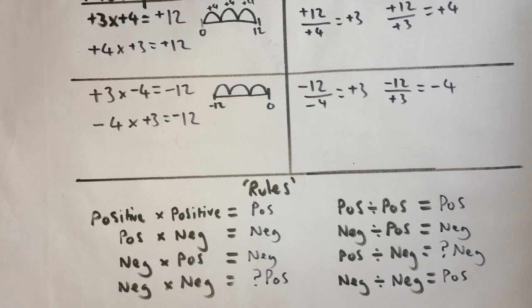And I think that's it from me, really. Hopefully that's helped a little bit. I could put loads of questions in here, but to be honest, you can find loads on the internet. So I would recommend that now. Search up a load of negative number questions, work through them, and check that you're getting them right.